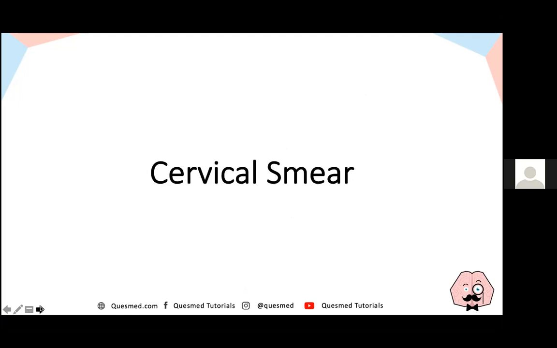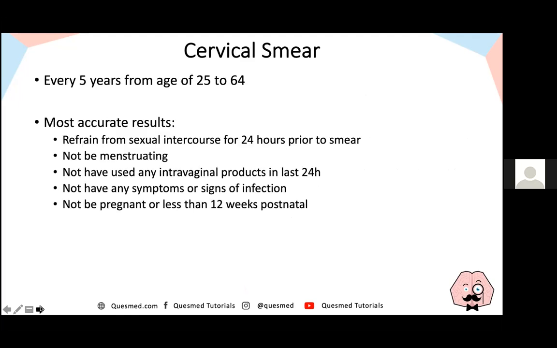So a few more specific things you might be asked to do in a gynae station. So a smear test. Again, smear tests in Scotland are performed every 5 years from the age of 25 to 64. And to get the most accurate results, ideally, the person should not have had sex for at least 24 hours. Ideally, they should not be on their period or have used any sort of intravaginal products, not have any infection, not be pregnant, or not be immediately postnatal.